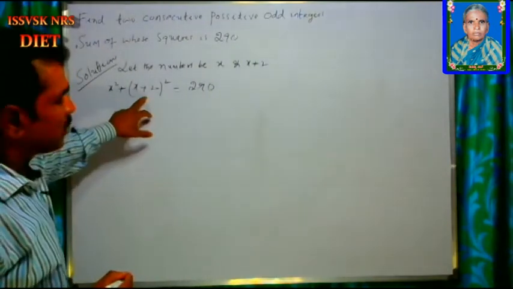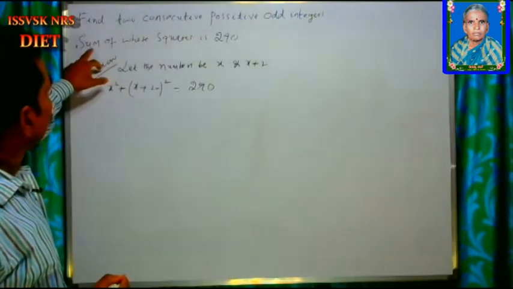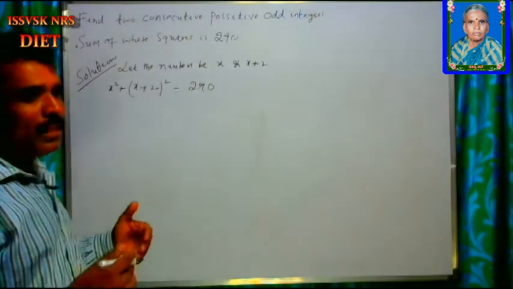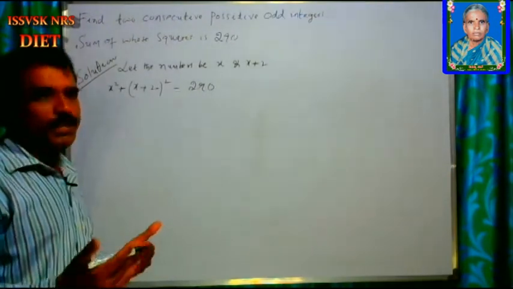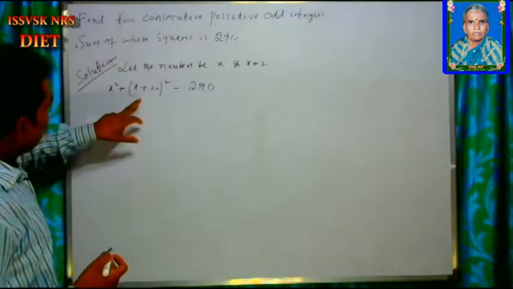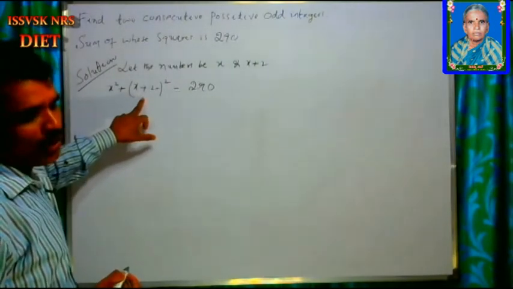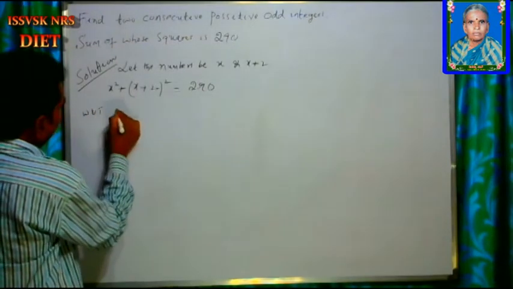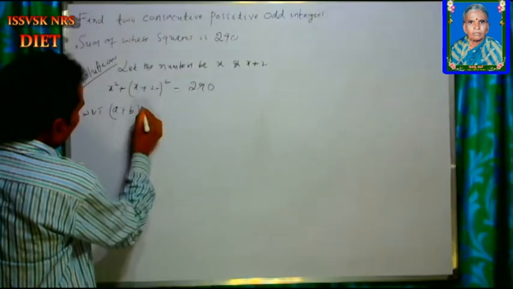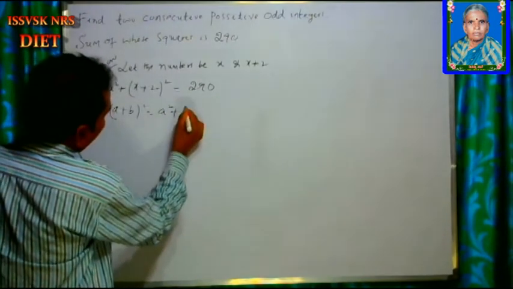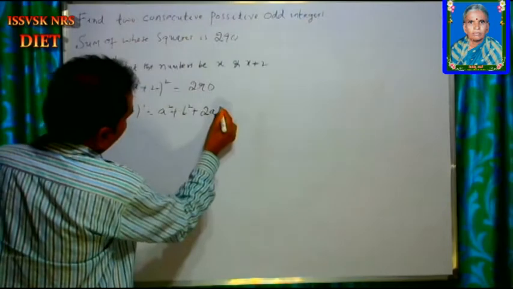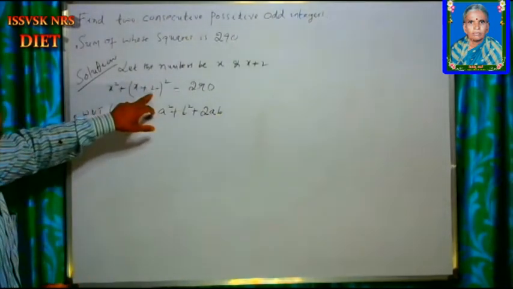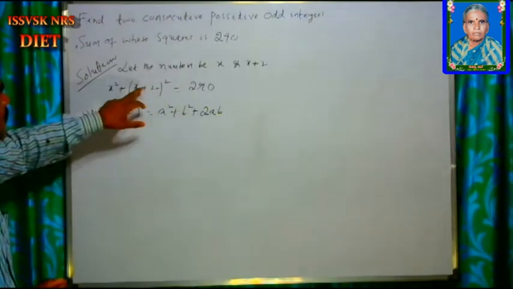This is because of the given. Sum of squares is 290 means the sum of the squares of the required numbers is equal to 290. Here you can utilize the (a plus b) whole square formula. We know that (a plus b) whole square is equal to a square plus b square plus 2ab. So by using this formula, you just expand this.